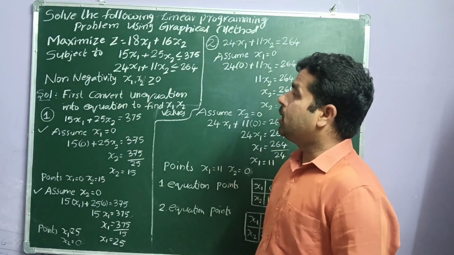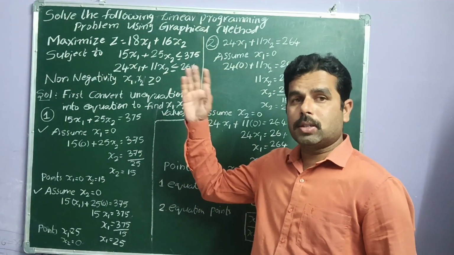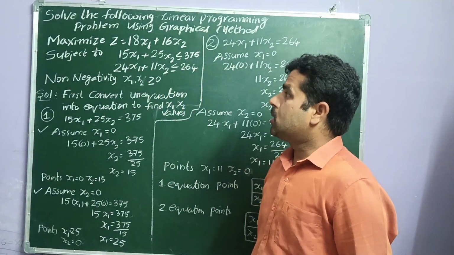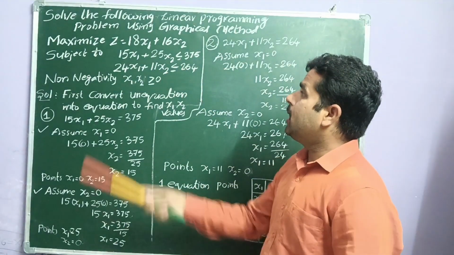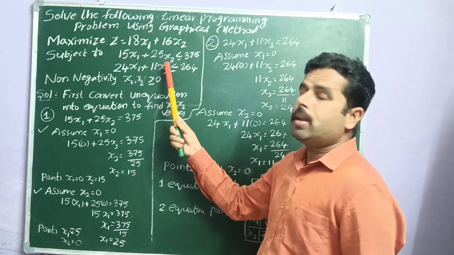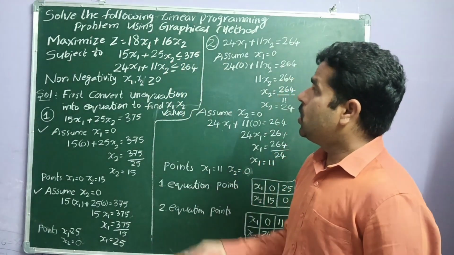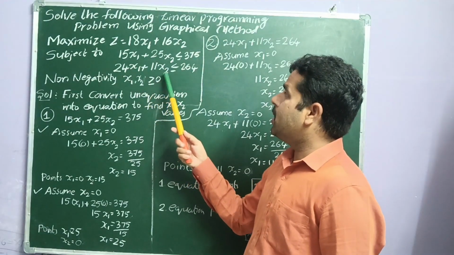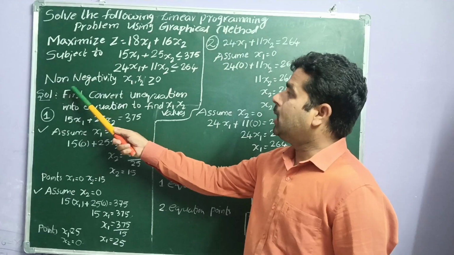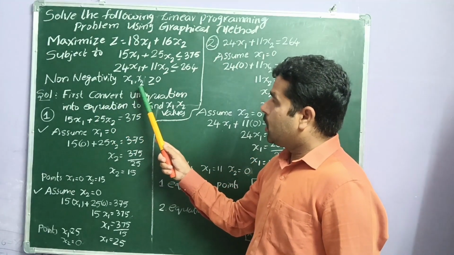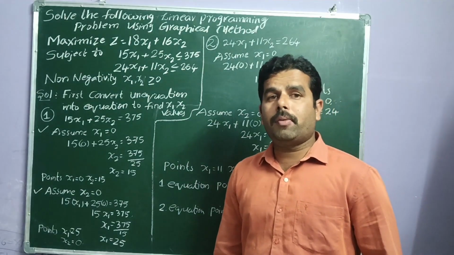Listen carefully. Maximize z equals 8x1 plus 16x2. This is the objective function. The second part is the subject to constraints, the conditions. That is 15x1 plus 25x2 less than or equal to 375. The next one is 24x1 plus 11x2 less than or equal to 264. Then non-negativity: x1, x2 greater than or equal to 0. This is the way the examiner will give the question.